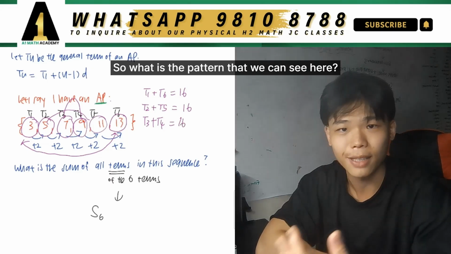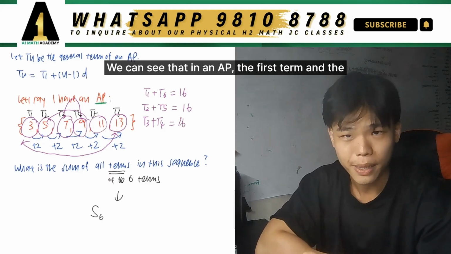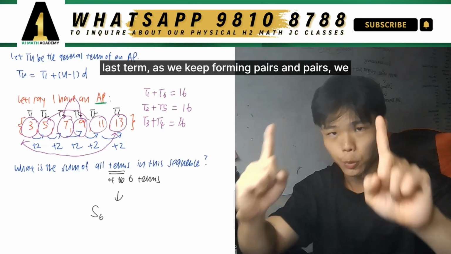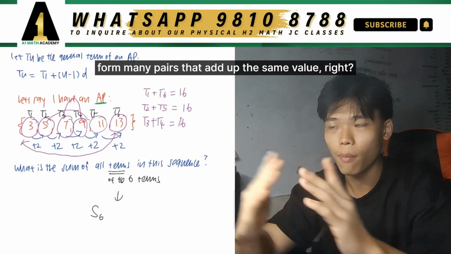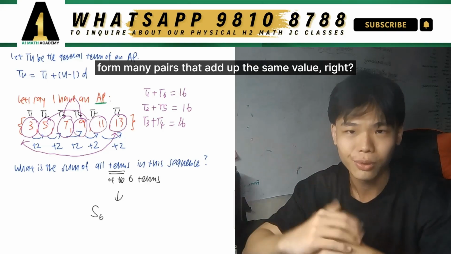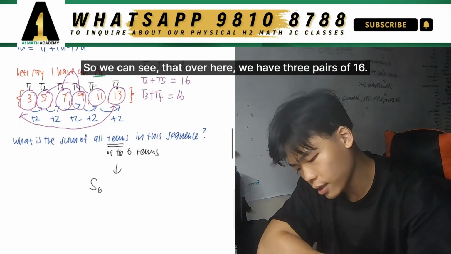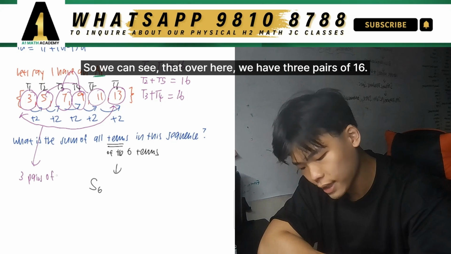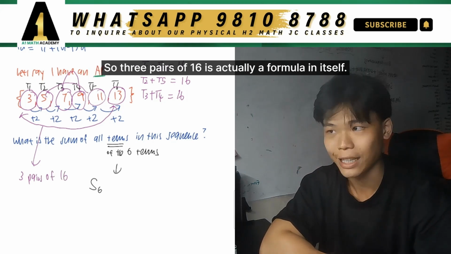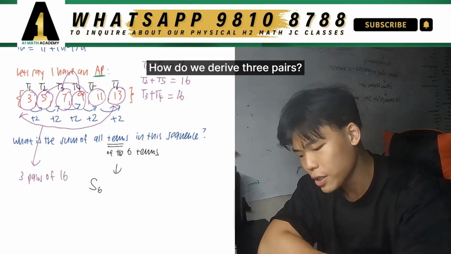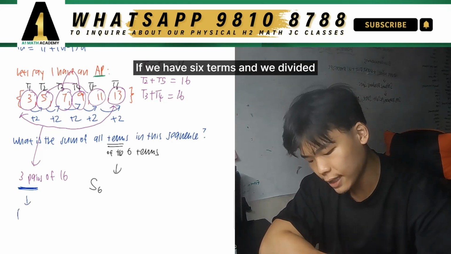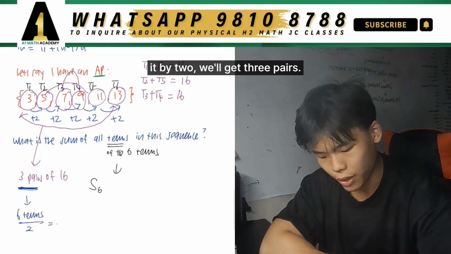So what is the pattern that we can see here? We can see that in an AP, as we keep forming pairs from the first term and the last term inwards, we form many pairs that add up to the same value. So over here, we have 3 pairs of 16. How do we derive 3 pairs? If we have 6 terms and we divide it by 2, we'll get 3 pairs.